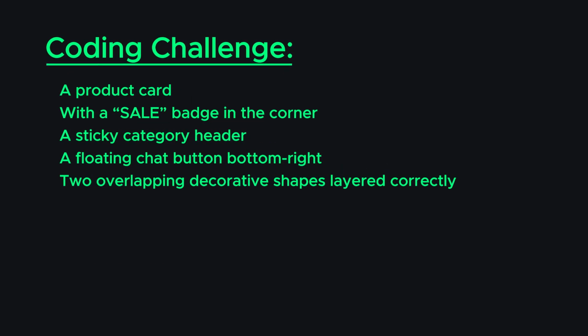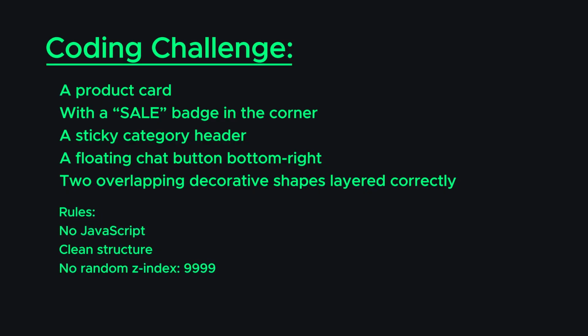Now it's your turn. Build this: a product card with a sale badge in the corner, a sticky category header, a floating chat button bottom right, two overlapping decorative shapes layered correctly. No JavaScript, no random z-index 9999. If you can build that cleanly, you understand positioning.